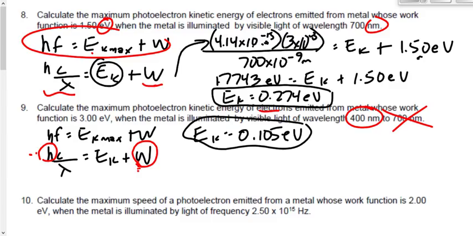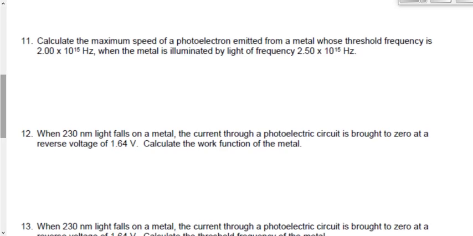All right, number 11. What's the maximum speed of an electron, or Kessler, a photoelectron? What's a photoelectron? Yeah, it's the same thing. Just an electron that's ejected, emitted from a metal whose threshold frequency is this value. The metal is illuminated by light of frequency 2.5 times 10 to the 15 hertz. We have to assume that an electron has been ejected by the wording of this question, right?